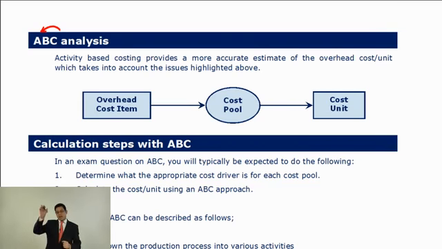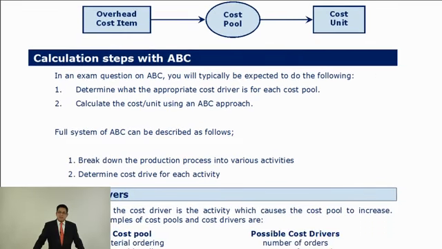So overheads of each activity will be calculated separately, and then later on, we can merge them together for a product. In activity-based costing, here are some of the calculation steps which examiners are generally interested in, whether it's section A or section B.